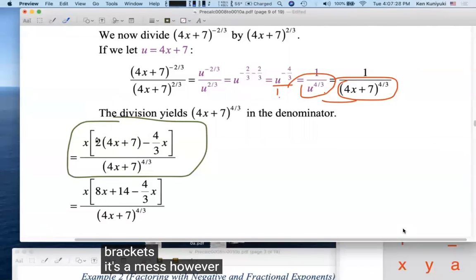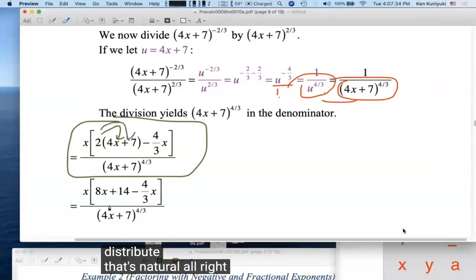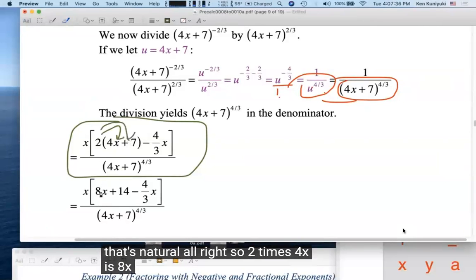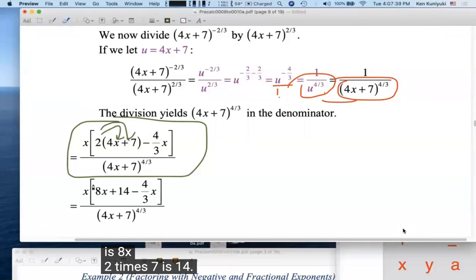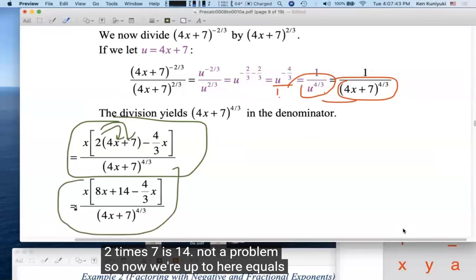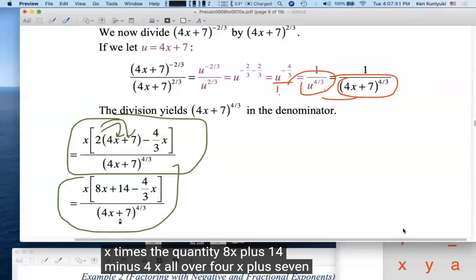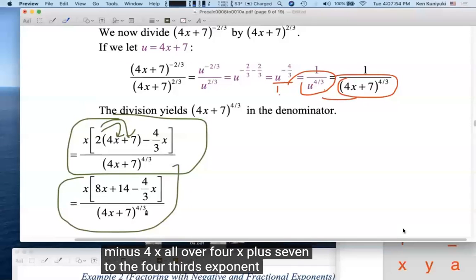However, 2 times the quantity 4x plus 7, we can distribute. That's natural, right? So 2 times 4x is 8x, 2 times 7 is 14. Not a problem. So now we're up to here, equals x times the quantity, 8x plus 14 minus 4/3 x, all over 4x plus 7 to the 4/3 exponent.